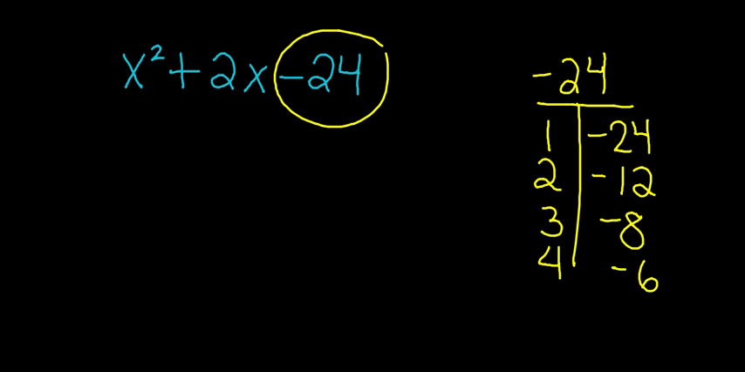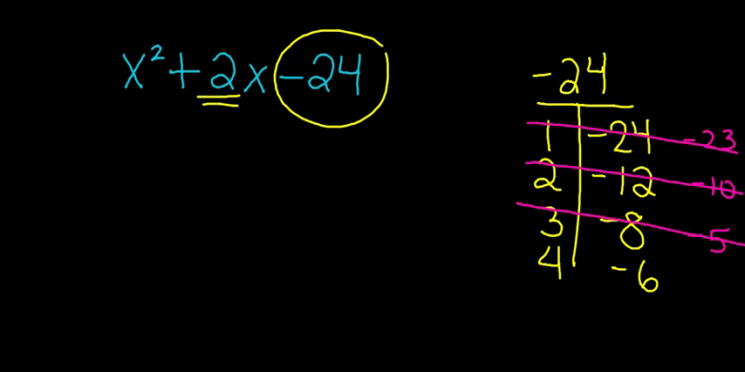So we're looking at this list. We know that we're trying to add up to the number 2. And as I start to add these together, I see this first line, 1 and negative 24 adds up to negative 23. And that's not going to work for me. And 2 plus negative 12 gives us negative 10. And that's not going to work for us. And 3 plus negative 8 gives us negative 5. And that's also not going to work for us. And 4 plus negative 6 gives us negative 2. And alas, we see that that doesn't actually work either.